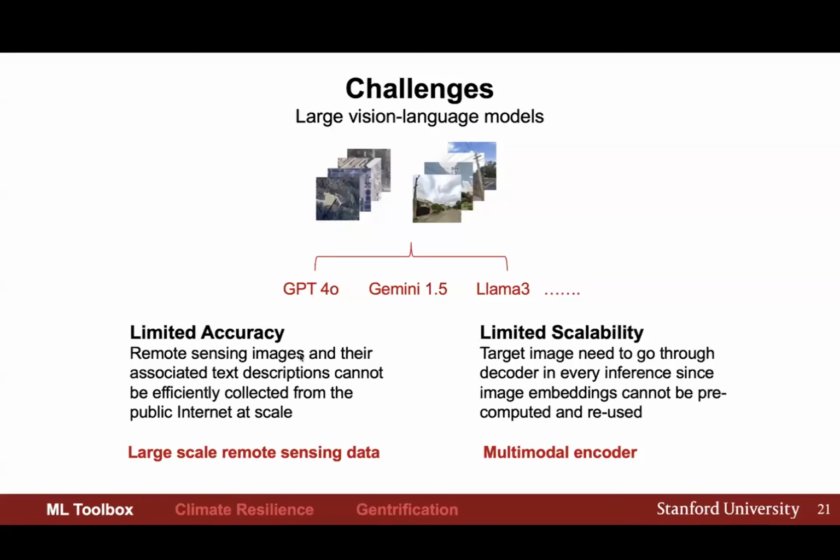So to address those gaps, we propose, number one, large scale remote sensing data, which has both text and image. And number two, this is still work in progress, we try to propose this multi-modal encoder, where you don't need to run inference through a large model every time during your tasks.